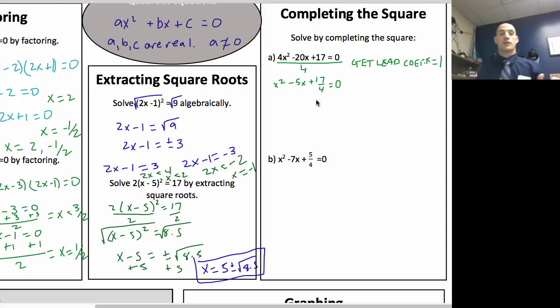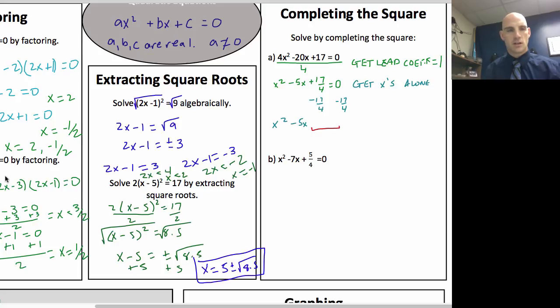Now that's pretty good because now I have a lead coefficient of 1. So what I want to do now is get the x's alone. So I'm going to subtract 17 over 4 from both sides. So I've got x squared minus 5x, and I am going to do a combination x stick. I'm going to leave a little space here, and that's going to be equal to minus 17 over 4, and I'm going to have a little space right here.